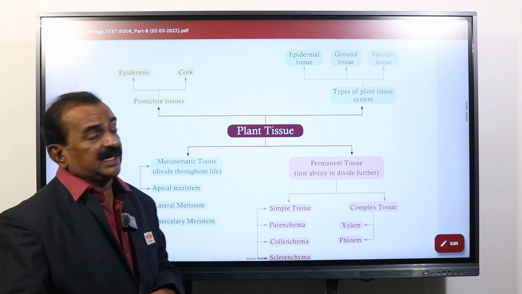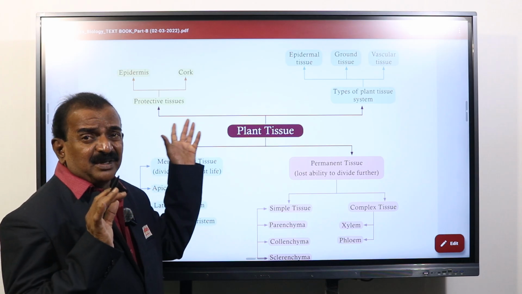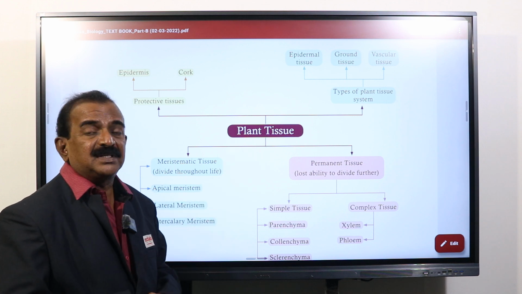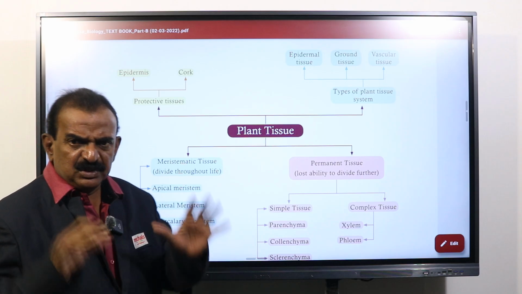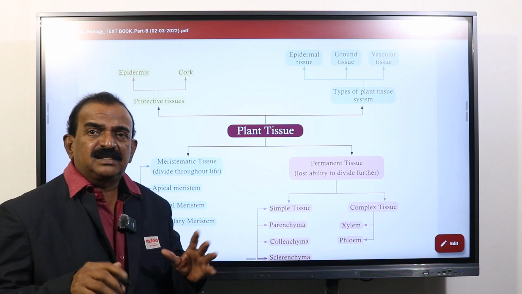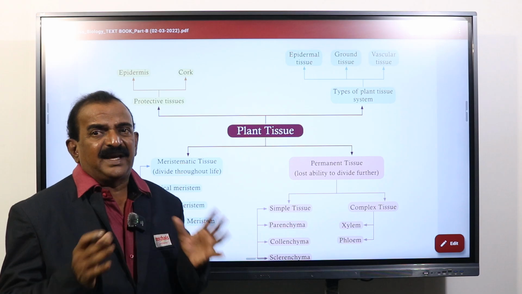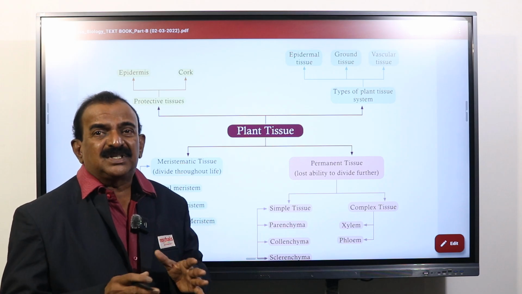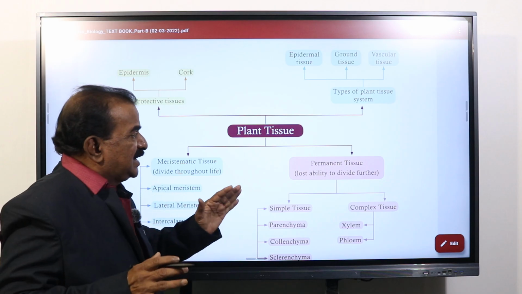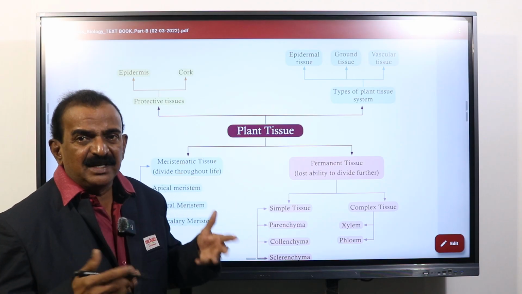So this is called a flow chart. Key concepts are there. Here you see the presence of protective tissue and also types of plant tissues, and in the center you see plant tissues. Here the plant is made up of cells, and cells organize together to form tissues, and tissues form organs like the shoot system, root system, leaves, fruits, flowers, and we can see the presence of permanent tissues and also actively dividing tissues.